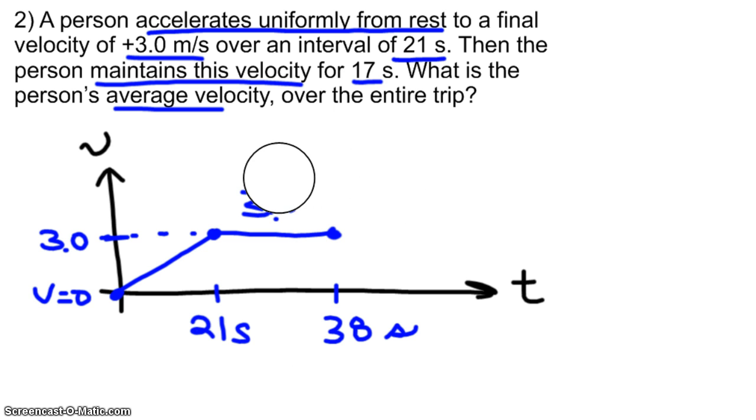So we have two segments. I will call them segments A and B. And once we realize that there are two different segments and they have different equations, we know we will have to evaluate A and B separately. We have to consider them separately.